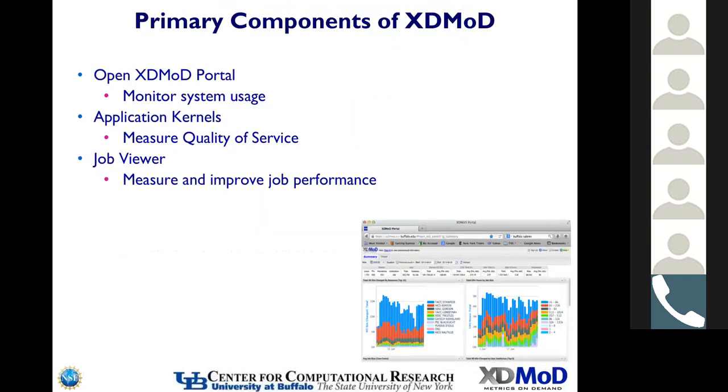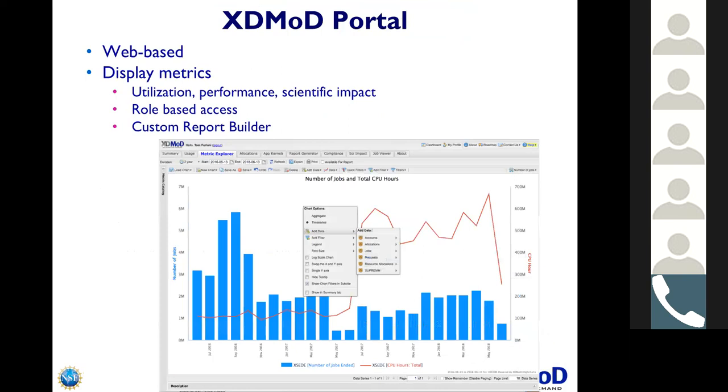So I like to think of three primary components of XDMoD. There's the portal itself, that's the interface that we have. There's the application kernels, which measure quality of service, and there's the job viewer, which measures and allows you to improve job level performance for every single job that's running on your system.